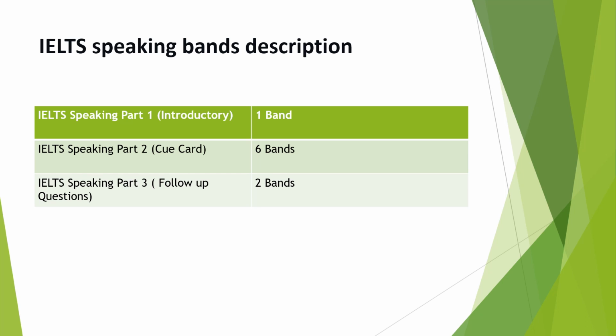So the IELTS speaking bands description is shown over here. You can see that IELTS speaking part 1, which is the introductory part, consists of one band. IELTS speaking part 2 is of cue cards and it consists of 6 bands. And IELTS speaking part 3, which is follow-up questions, consists of 2 bands. So in total we have 9 bands, 6 plus 2 plus 1. So the maximum band is of IELTS speaking part 2, which is of cue cards.